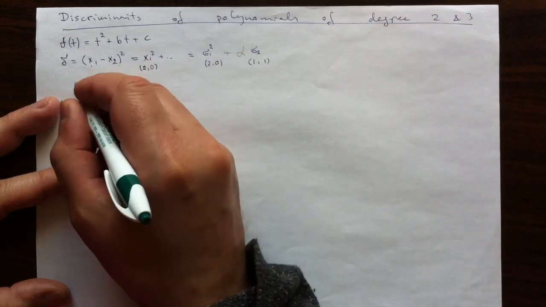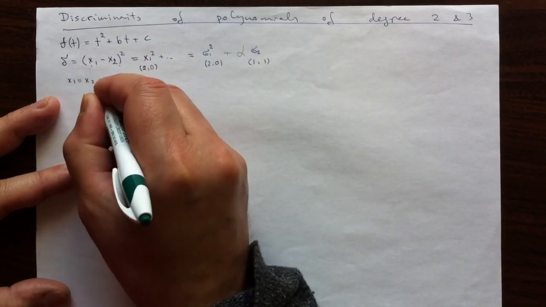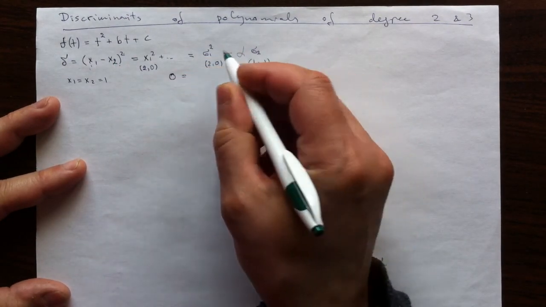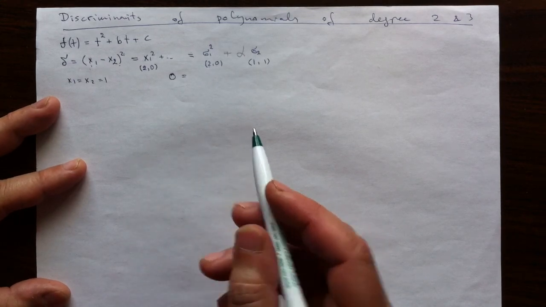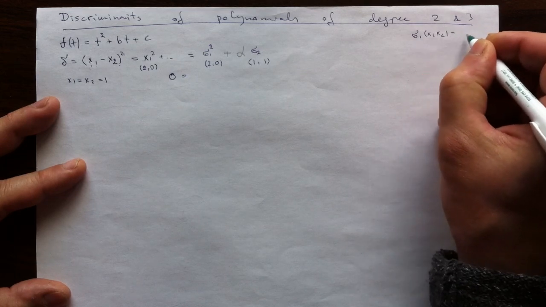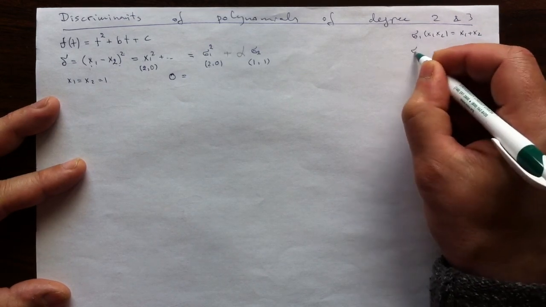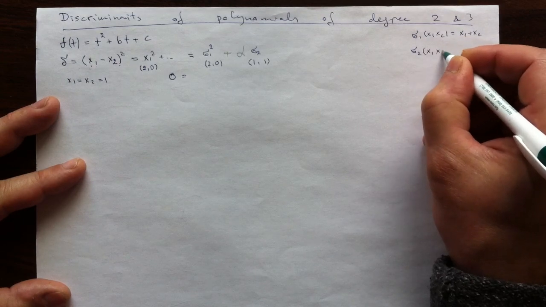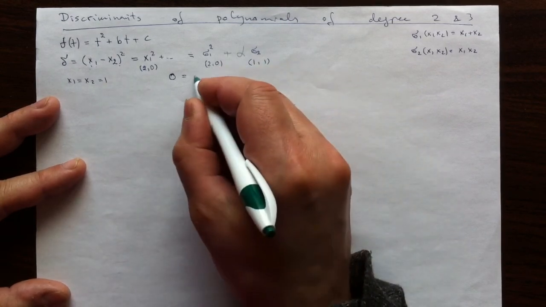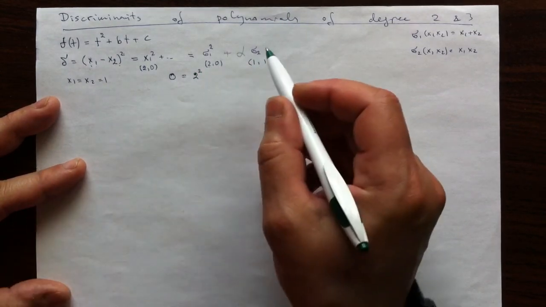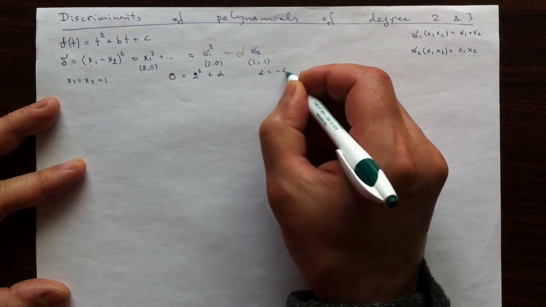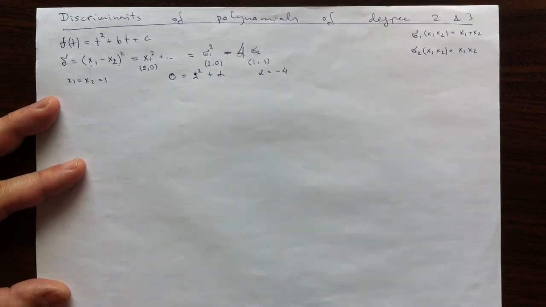Let me take the values x1, x2, all being 1. The discriminant on those values is 0. On the other side I'll have sigma 1, which is the sum, and sigma 2 is the product. The sum of 1 and 1 will be 2, and it has to be squared. And then the product will be 1, so I just see my alpha. Alpha from here is negative 4, so that's what alpha is, negative 4 here.